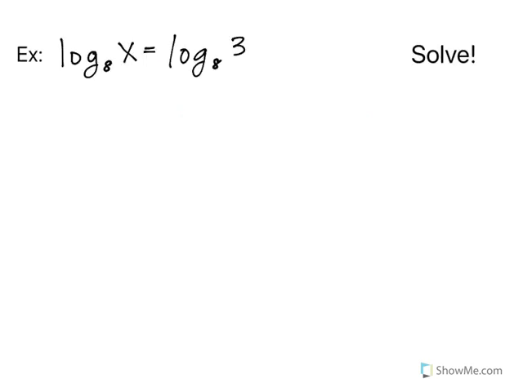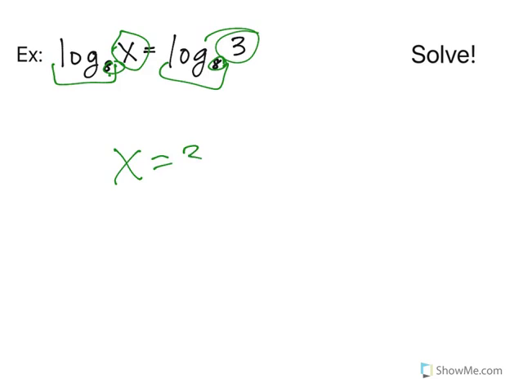All right, let's do a couple. We're going to solve all of these for x, and we're going to do 5. They all should be pretty quick, so we'll see. But first here, log of x base 8 equals the log of 3 base 8. Well, these are the same base, therefore the arguments must be the same, so x equals 3.